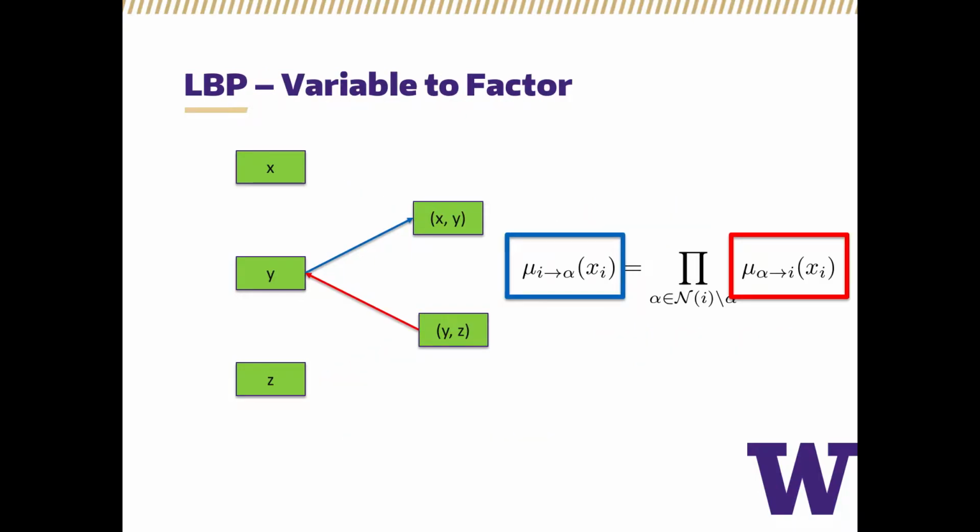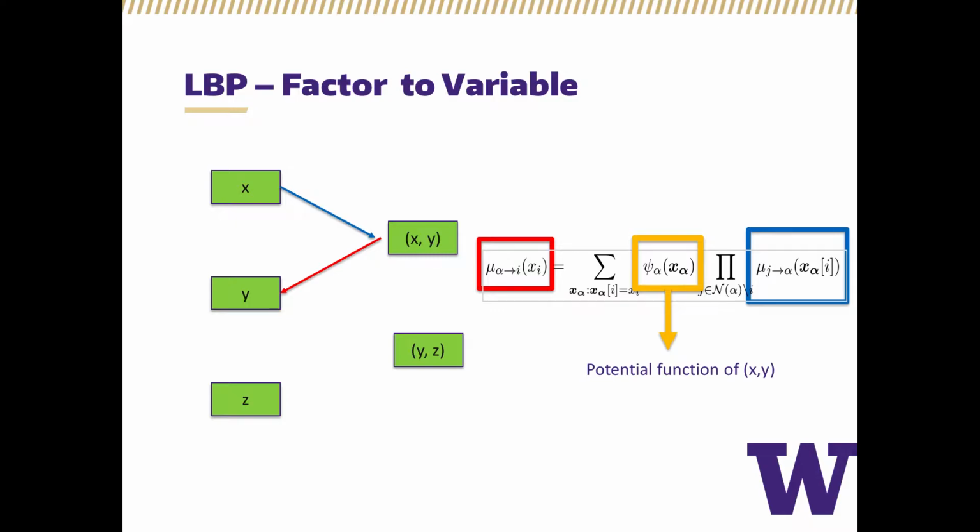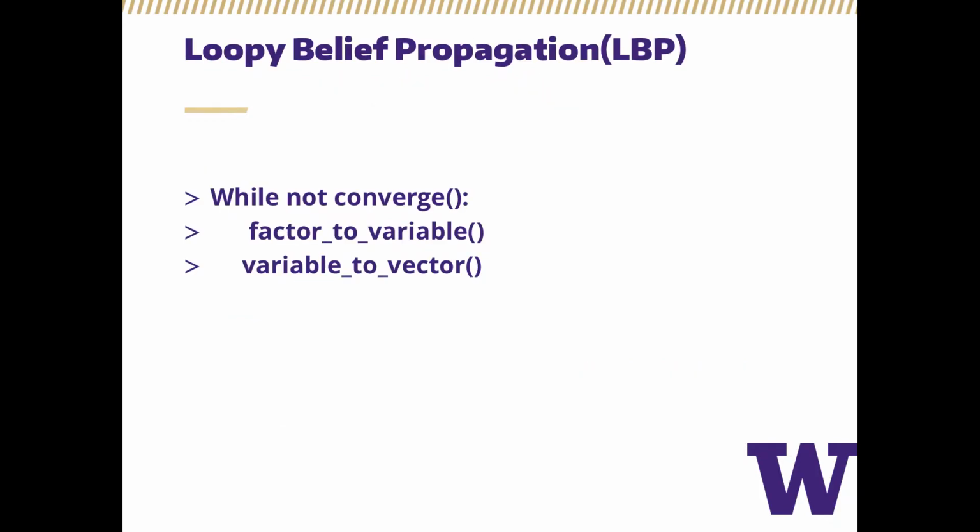For variable to factor passing, the blue part means the sending message, which is the product of all messages that come from the related factors except the target factor. And for factor to variable, it is similar to before. In addition, the message needs to be marginalized over the target variable, which is shown in the yellow square. Loopy belief propagation runs factor to variable and variable to factor iteratively until it has converged, which means the current message is the same as the previous message.